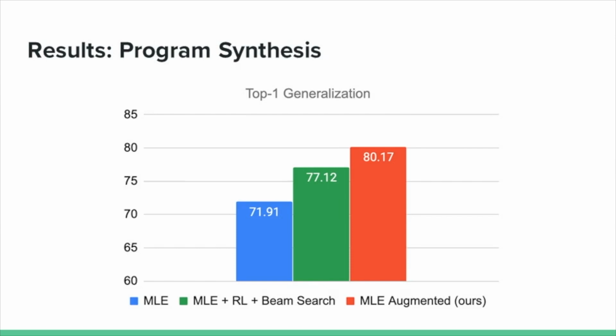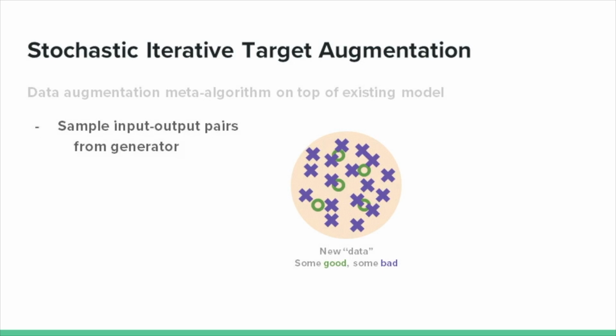And actually, our method can be quite useful in other domains as well. Here you can see we get quite strong results in the program synthesis domain. So I'll give the full details of the setup later, but the point here is that our data augmentation approach in red beats not only the baseline in blue, but also a strong reinforcement learning approach in green.